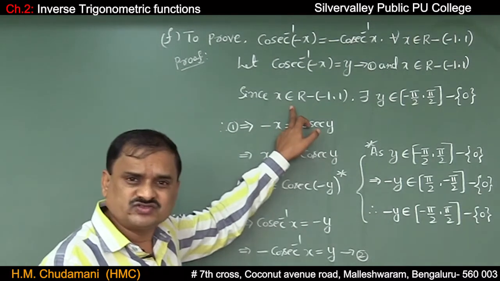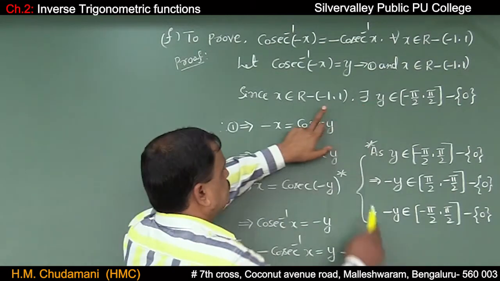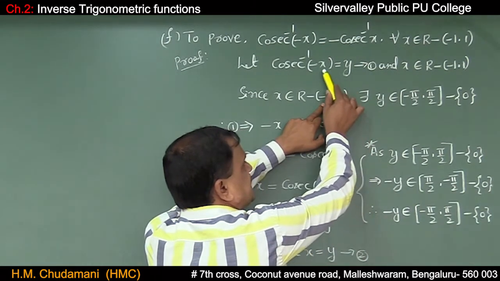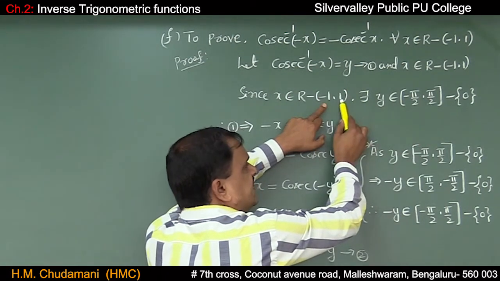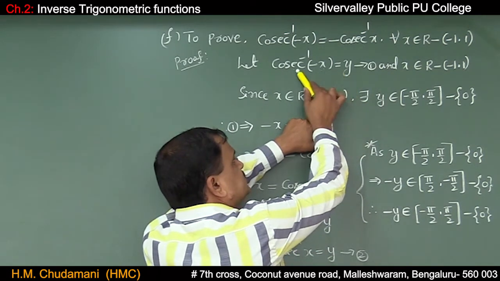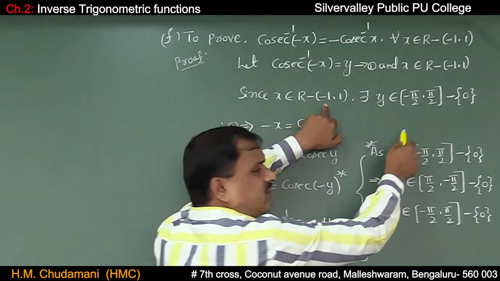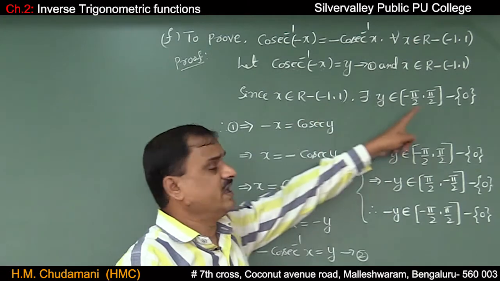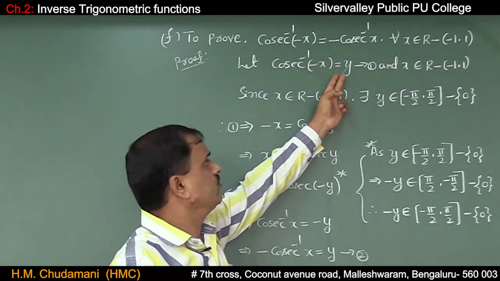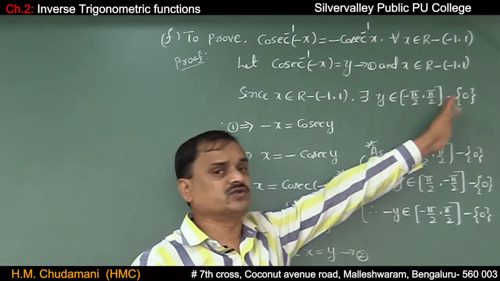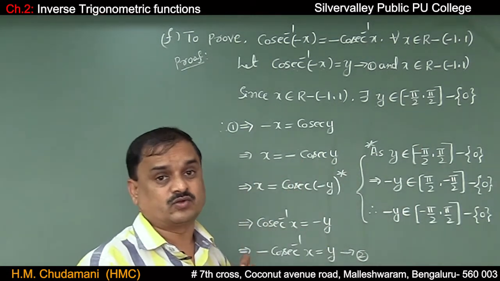Since x belongs to the real numbers except minus 1 comma plus 1, there exists y. If I select x as 1, cosecant inverse of 1 means pi by 2. If I select x as minus 1, y equals cosecant inverse of minus 1, which is minus pi by 2. So y belongs to minus pi by 2 comma plus pi by 2 except 0. For x equals 0, the function is not defined, y becomes infinity. So that's why you need to remove 0 from the set. Minus pi by 2 comma plus pi by 2, closed interval.